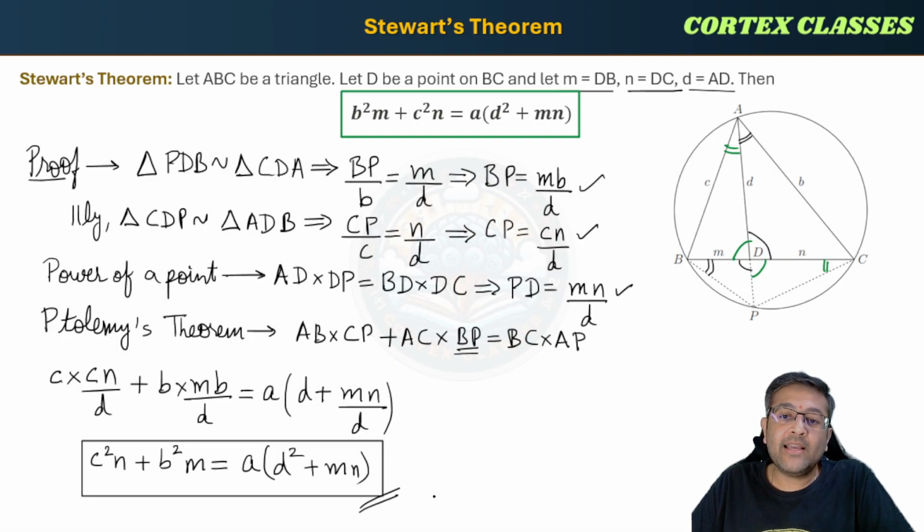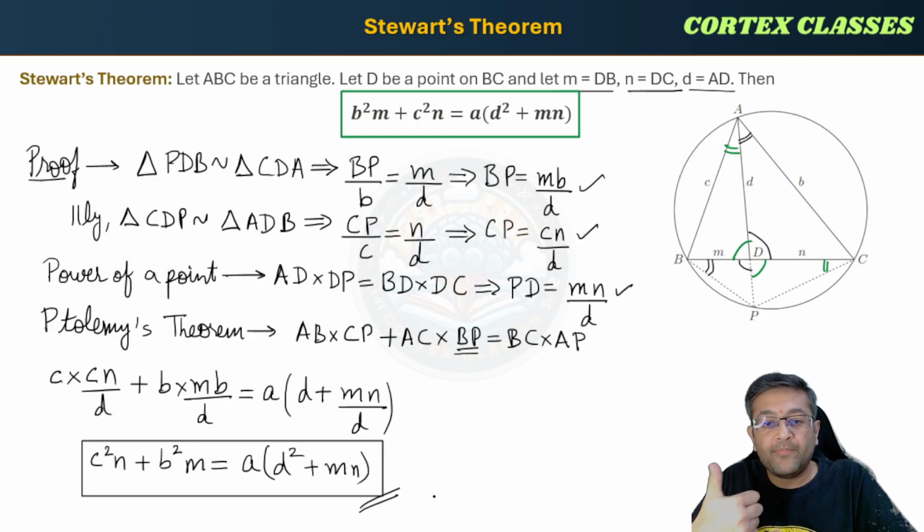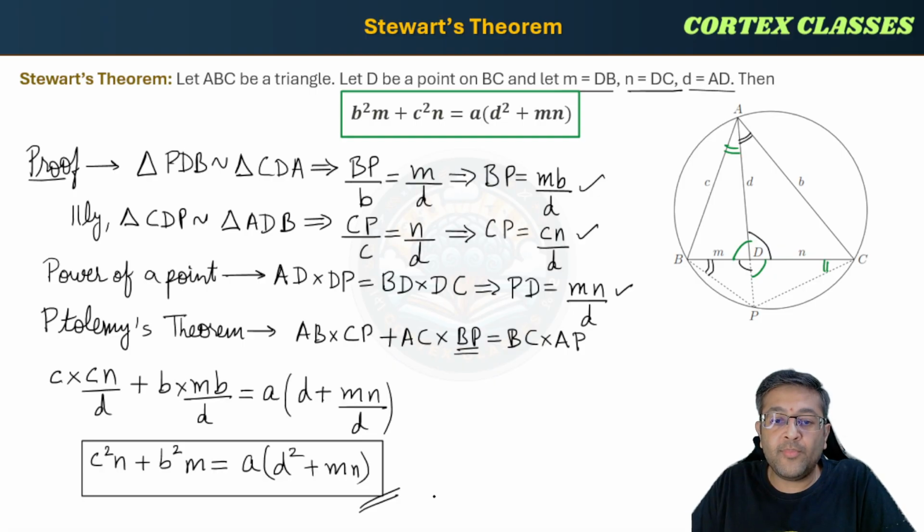So this is how it is done, guys. We are using multiple things: similarity of triangles, power of a point, and then finally we applied Ptolemy's theorem to get this form. And you can remember this form by doing it like this, guys, just a way to remember it.